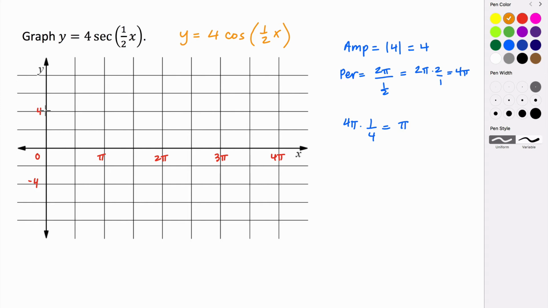So the cosine starts at a maximum, and since the a value is positive, it's still going to start at a maximum. Then at pi, we'll hit our x-intercept. 2 pi will hit the minimum. 3 pi, we will hit an x-intercept. And at 4 pi, we'll be back to our maximum. So this is our cosine function.